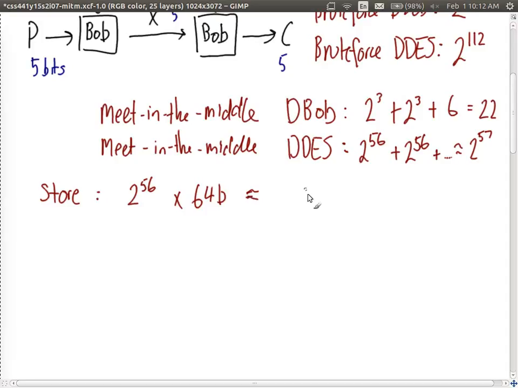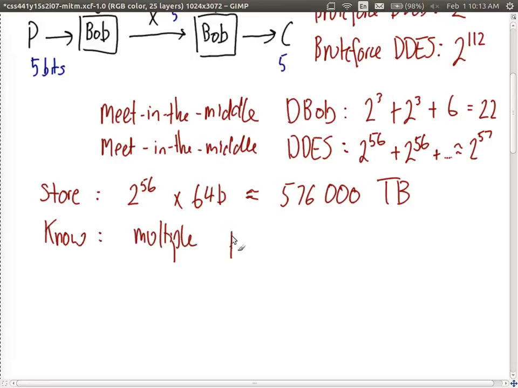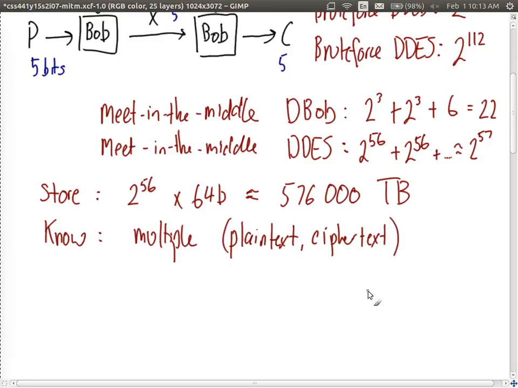We must know multiple, usually multiple, plaintext-ciphertext pairs. So for the attack to be successful, the number of operations is twice as many as a single DES brute force attack, but we must store a lot of information to do the attack, and we must know multiple plaintext-ciphertext pairs in advance to be successful.